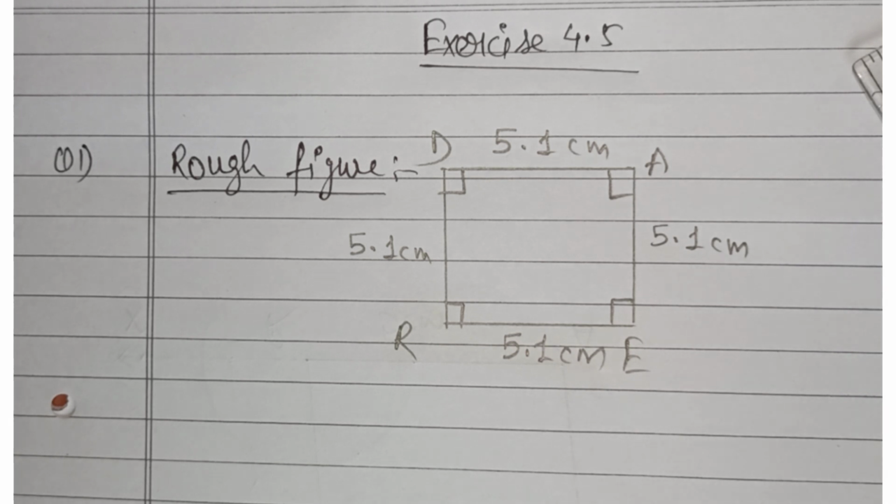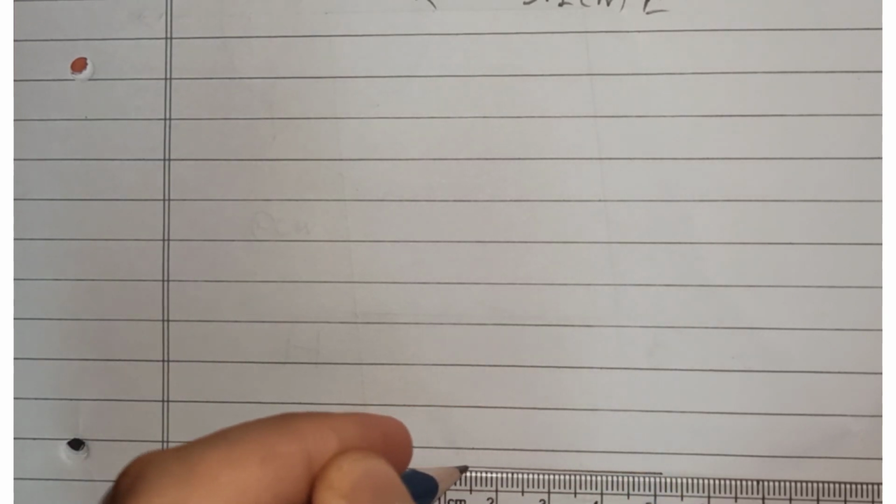Now after that we first have to draw the base, that is RE. Let's draw it here. First draw a line segment RE of 5.1 centimeter. Now after that, in a square all the angles are 90 degrees, so at angle R and angle E we have to construct 90 degrees.